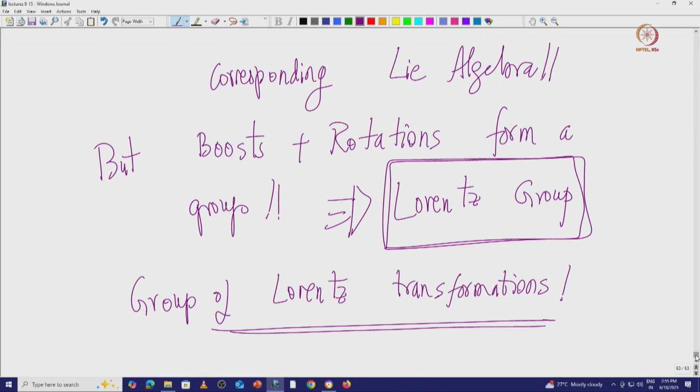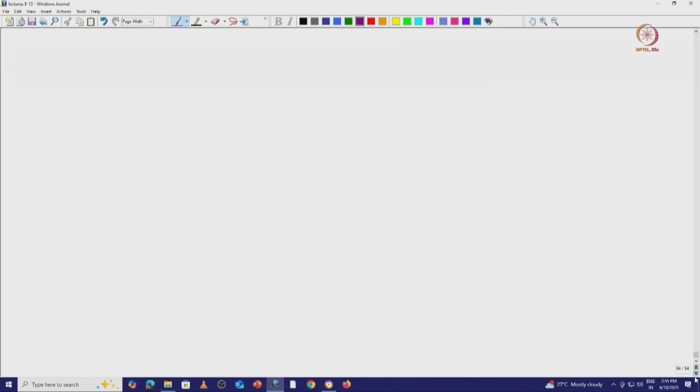So it's a good idea to see how Lorentz transformations form a group, and we can start with Lorentz transformations and then derive the group algebra from that. Now before doing that, there is one more ingredient which we need, which is called unitary groups.